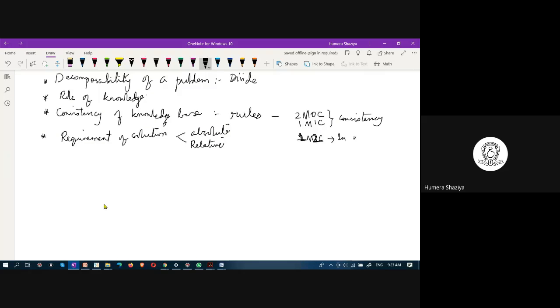Absolute solutions are those solutions that have got exact answers. Absolute means exact. And relative solutions are those that are approximate. Will you give me any example for exact solution and approximate solution?